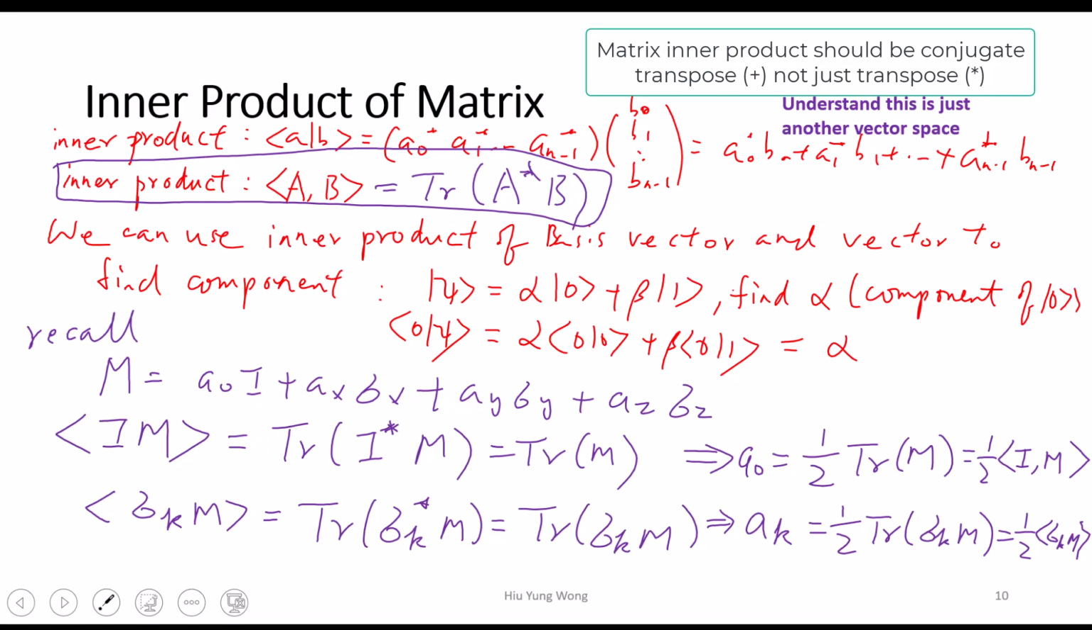There's a matrix, 2 by 2, there are 4 numbers. I want to find the components, the coefficient of this component. What I'm showing you is that we prove that it's just equal to the inner product of the basis and the superposition, right? Yeah, question?